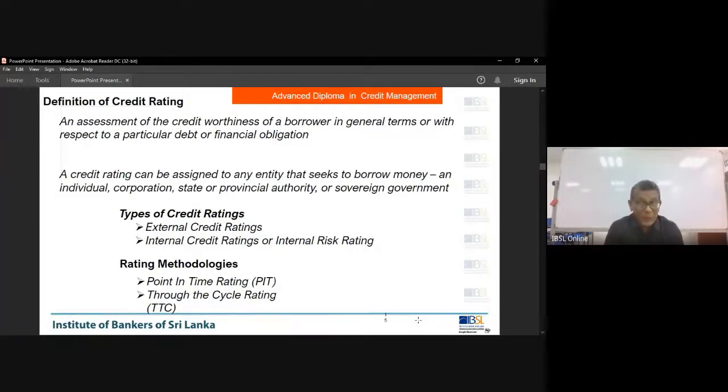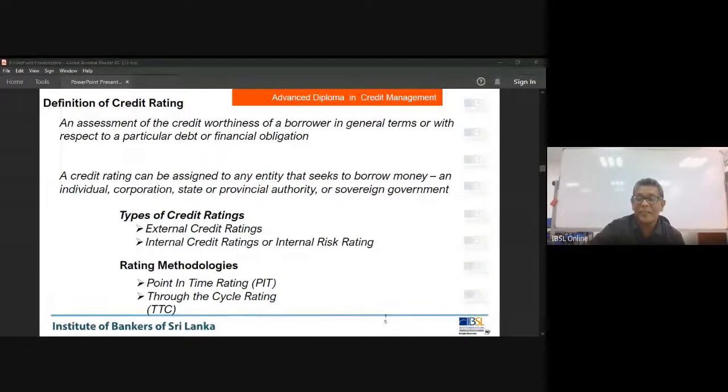No? You don't know? My goodness. Can anyone tell me what is the hot news about the credit rating? No idea? I think you are aware about the Moody's downgrade of Sri Lanka's rating. Are you aware of that? From October 28th? You're not aware? Tell me honestly, Chandima, you are not aware? Anybody?